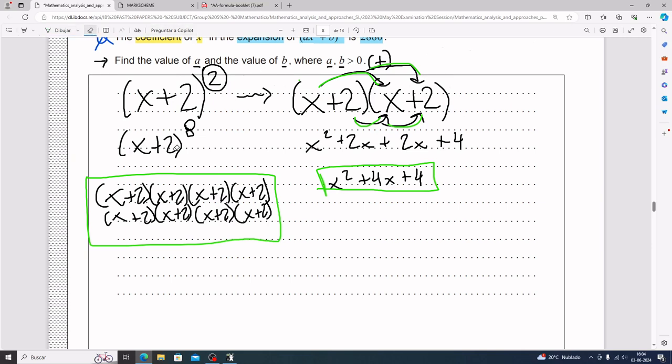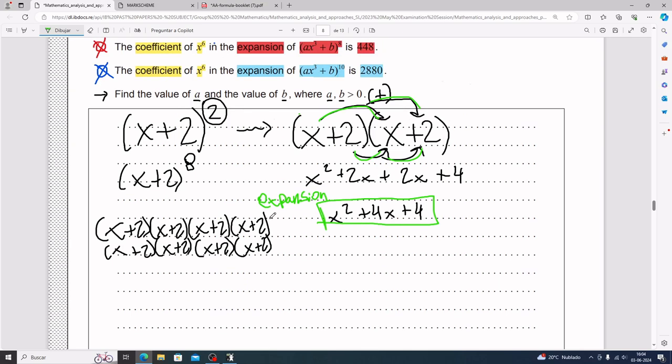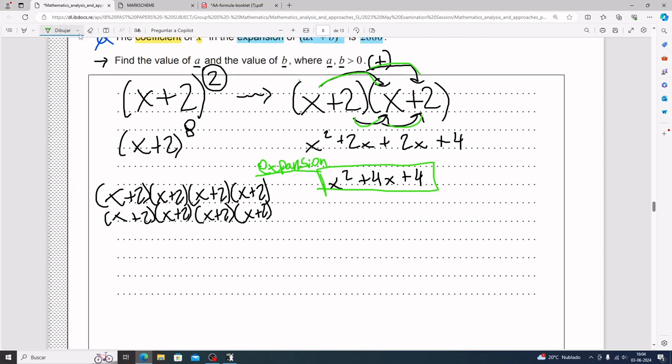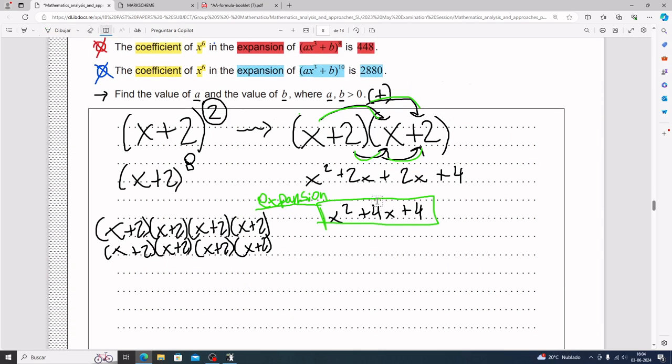Once you distribute, you end up with the expansion. Think about it this way: it's the long version, and so the long version is the expanded version. When it's in the parentheses, you can think about it as the short version. So basically, from the example that I gave you, let's answer a couple of questions. On the one hand, what is the coefficient?